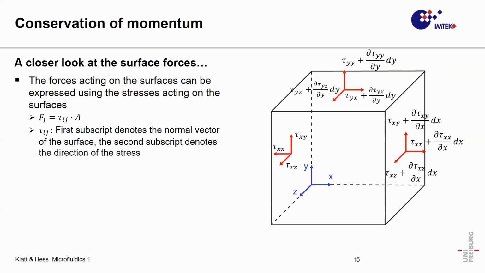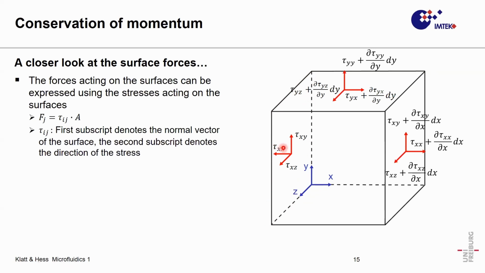The first thing you have to know is that this tau ij describes the stress. The first subscript denotes the normal vector of the surface, and the second subscript denotes the direction of the stress. So let's look at those stresses right here. They all start with tau x, and then they have a second subscript. The first subscript tells us that the normal vector of the surface the stress belongs to goes in the x direction. So it tells us that it is this surface here.